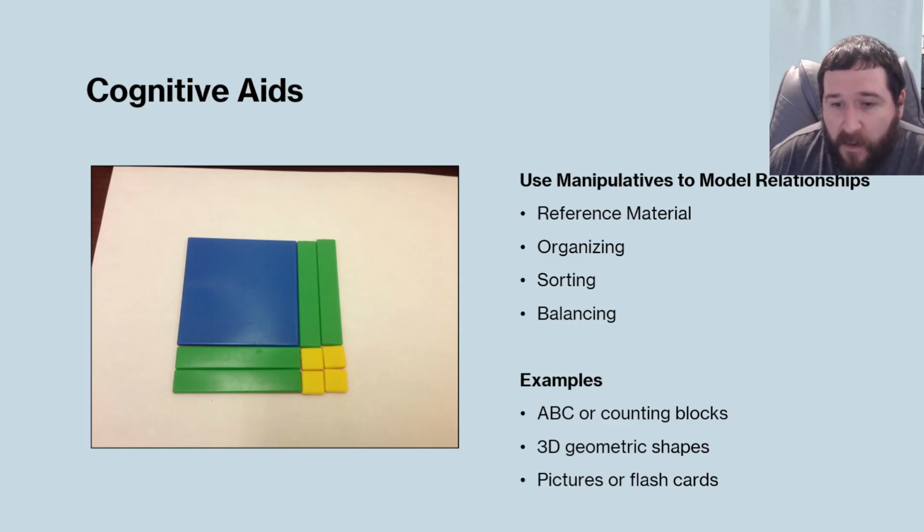Things like 3D geometric shapes. Okay, if we're sorting those by their different properties, that's really going to help students learn about those shapes. There's also things like pictures or flashcards. Okay, I've seen a lot where you have different pictures or cards on the table, and the student's job is to organize them or sort them in different ways based on the lesson, right? There's a lot of power in that, and being able to manipulate things and move things around in the real world. And that's how we can use those tools as cognitive aids.